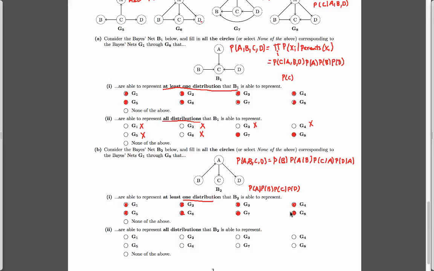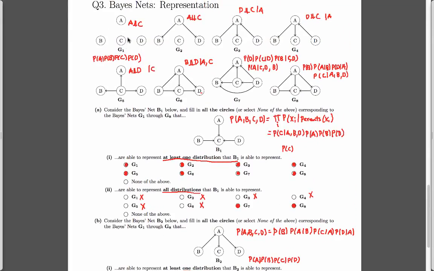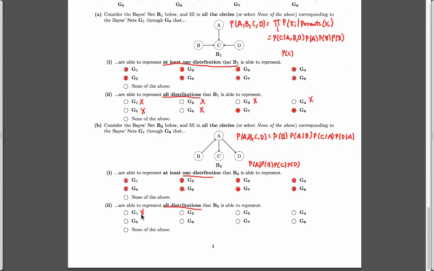Okay, so now in part 2, we're looking again at the graphs that are able to represent all distributions that B2 is able to represent. Similarly to before, we're looking at which graphs make additional conditional and dependency assumptions that B2 does not make. If we scroll up here, we can reuse a lot of the ones we computed before. In this first graph, it makes the assumption that A is independent of C, as well as in G2, and this is an assumption that B2 does not make. So neither G1 nor G2 are able to represent all of the distributions that B2 is able to represent.